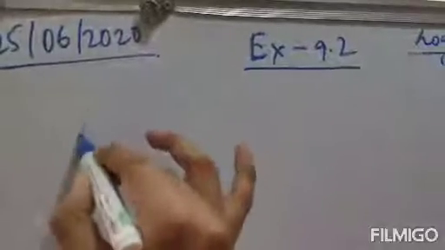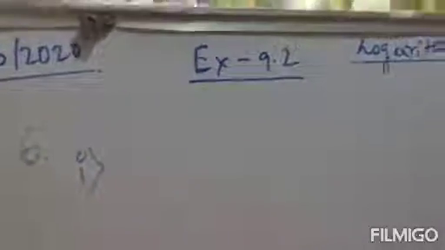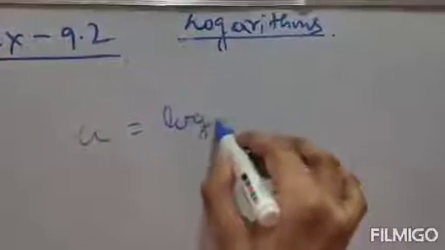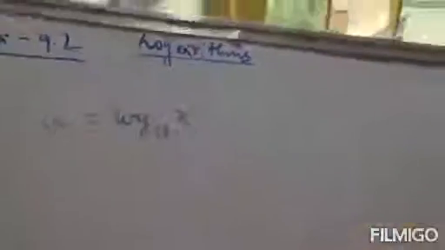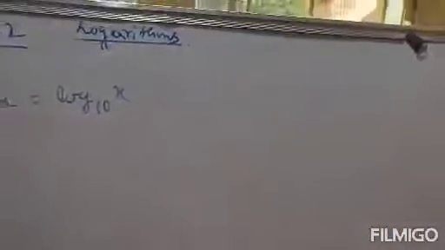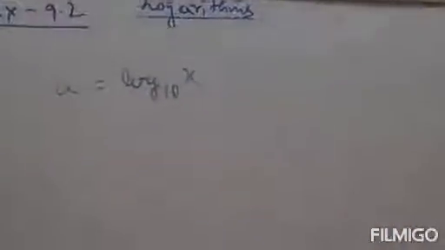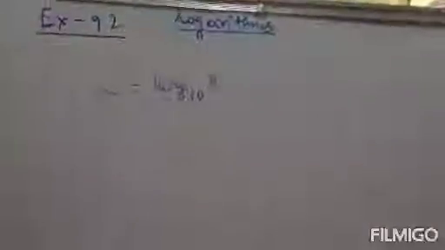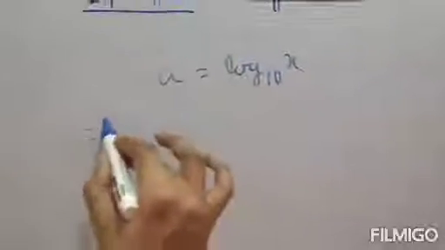Next question, number 6. Question number 6.1: given a equals log base 10 of x. It is given that a equals log base 10 of x, and we have to find first the value of x. Clear? So how can we find the value of x?